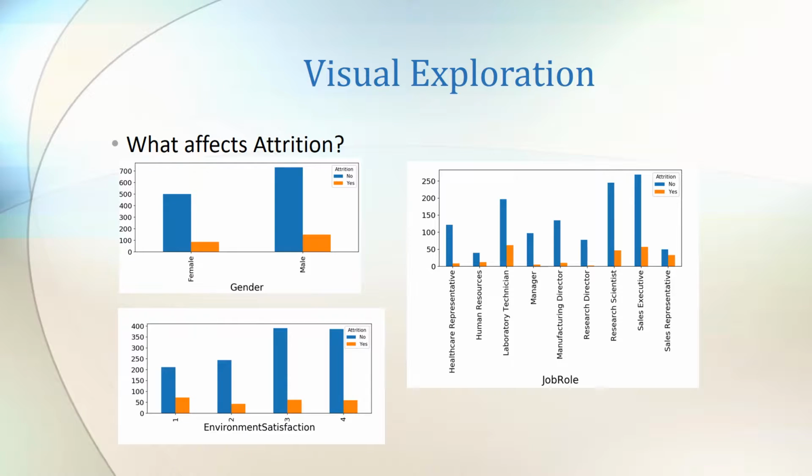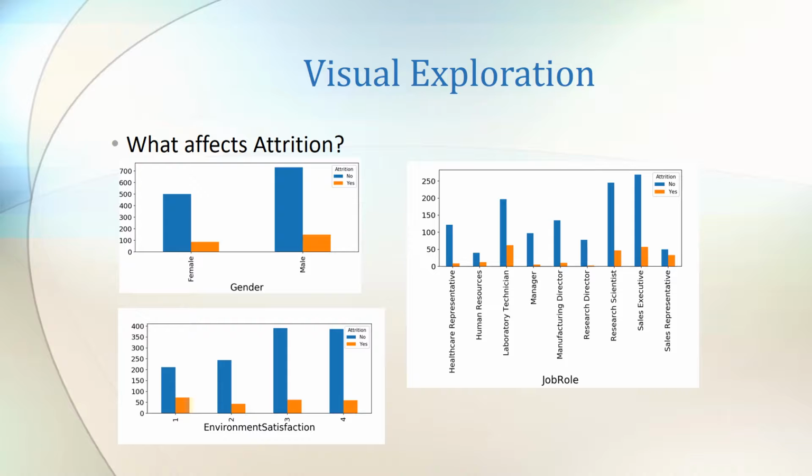For job role, you can see laboratory technician, sales representative and human resources are seeing a high amount of attrition. So is environment satisfaction level 1. Level 1 is the lowest level and level 4 is the highest level. We can see that the attrition rates smooth out as the level increases, which you would normally expect.